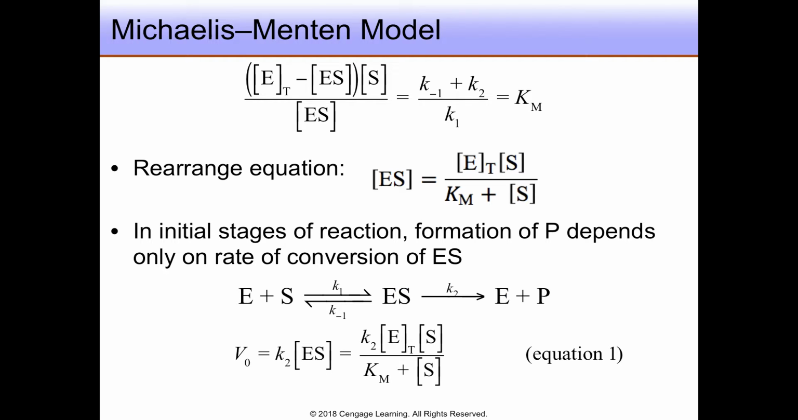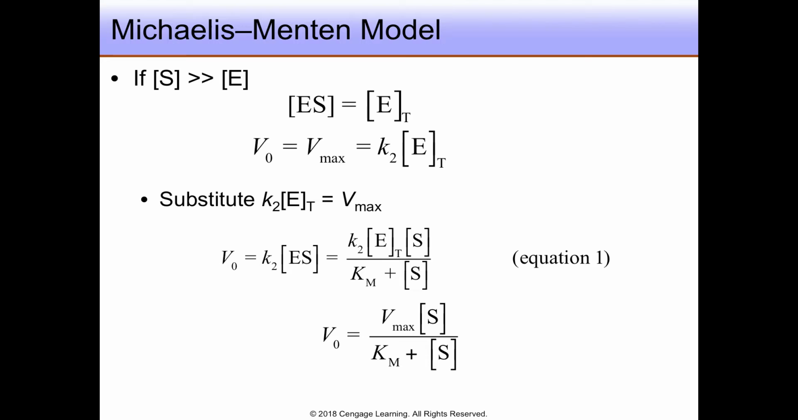If we rearrange our equation slightly, we get the form in the center of the slide, an expression for the concentration of ES. In the early stages of reaction, product formation depends only on the rate of ES conversion. In other words, velocity is equal to k2 times the concentration of ES. If we substitute our expression for ES concentration, we have equation 1 at the bottom of the slide.